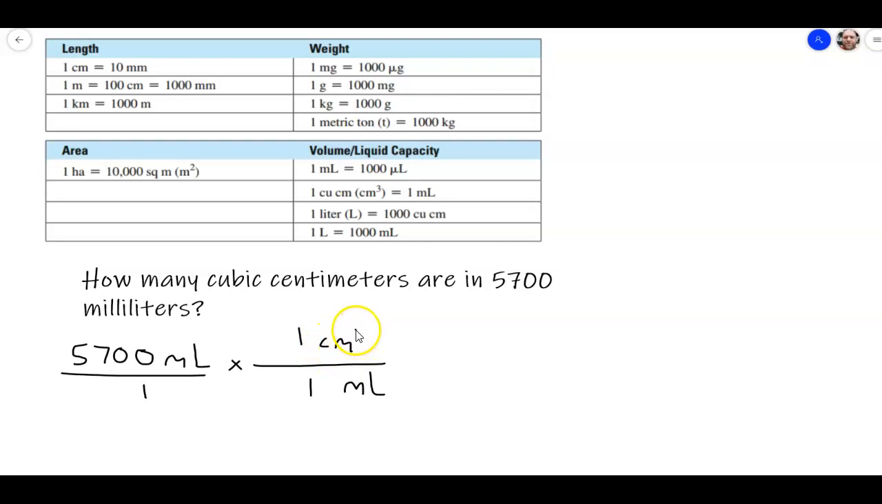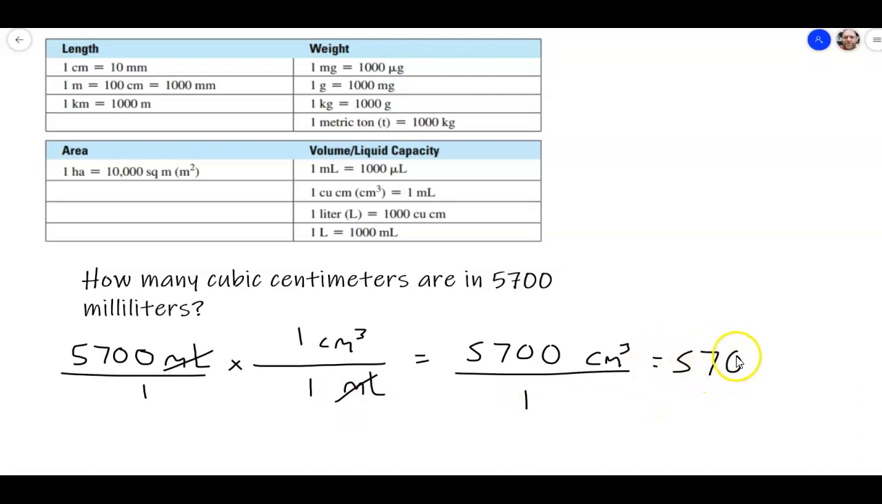I'll write it like this. And then that cancels out. And on the top, you have 5,700 times 1 cubic centimeters. And on the bottom, you have 1 times 1, which is just 1. So this is just equal to 5,700 cubic centimeters. So that was a little bit of a trick question because they're the same thing. Why? Because 1 milliliter is equal to 1 cubic centimeter.